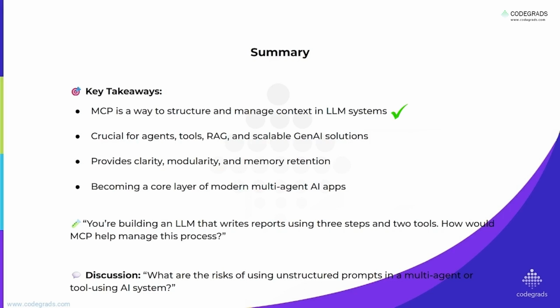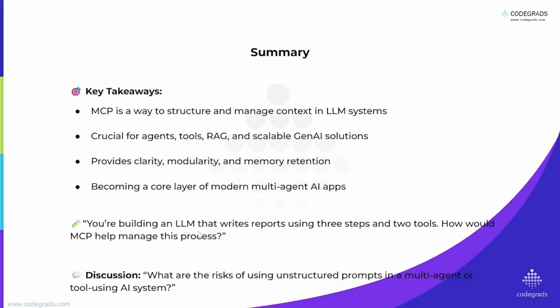So wherever structured data context is involved, and we need to manage context in an LLM system, MCP will be involved. It is crucial for agents, tools, RAG, and scalable GenAI solutions. It can enable long conversations and workflows, so it is crucial for such tasks. It provides clarity, modularity, and memory retention. It can track memory and state also. It is becoming a core layer of modern multi-agent AI apps. It manages multi-step agent reasoning also. It uses tools more reliably. So generally, if LangChain gives LLMs tools, MCP gives them a memory and a brain.